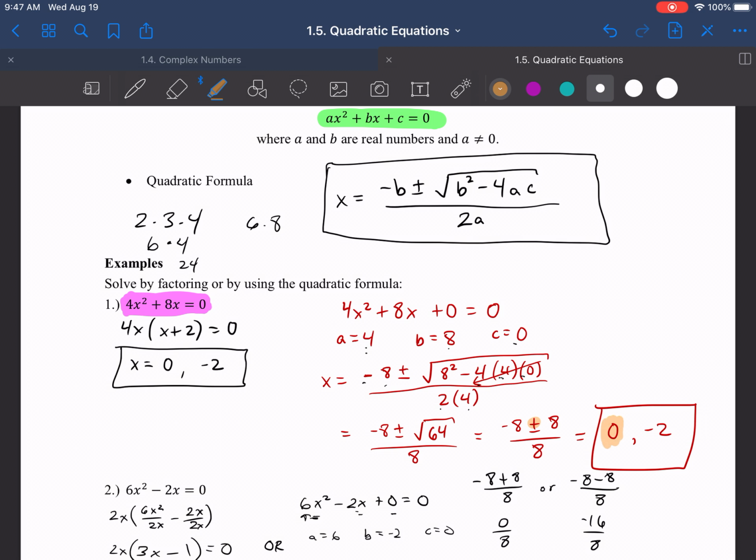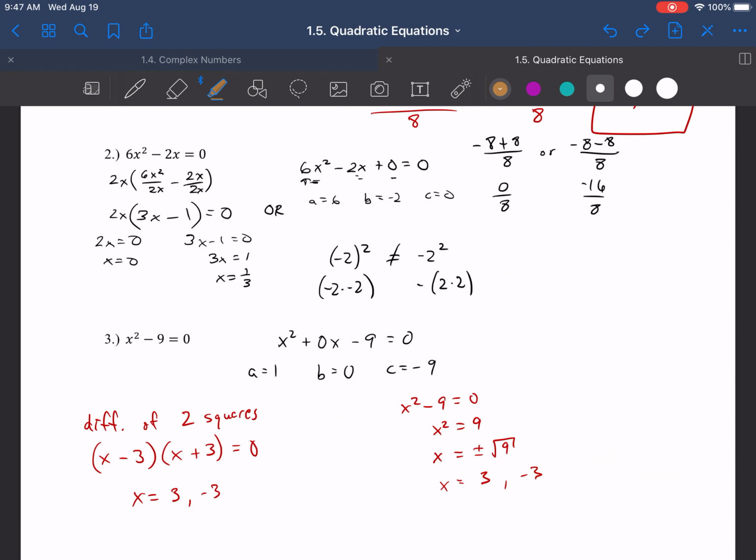If we do the minus version, if we do this minus version down here, we have negative 8 minus 8. That's negative 16 divided by 8. And that's the negative 2 right there. So we get our two different values because of that plus or minus.